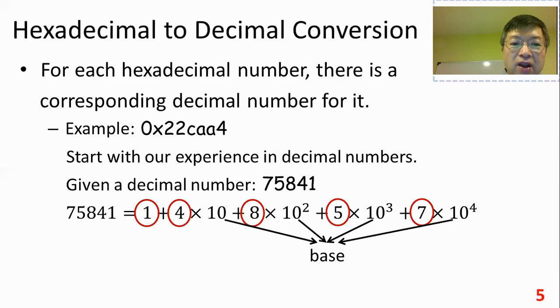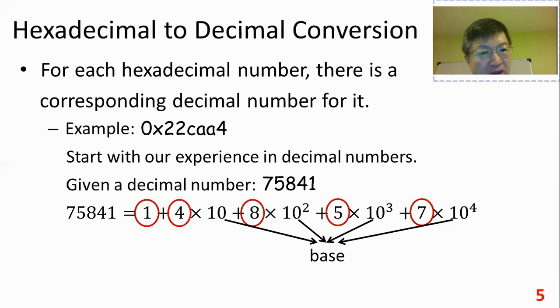When you consider the weights, the share, you use that base and the position number to get that. So in the 10th position, we use 10. In the 100th position, we use 10 squared. And so on. So that's the way we write a standard format for a decimal number.